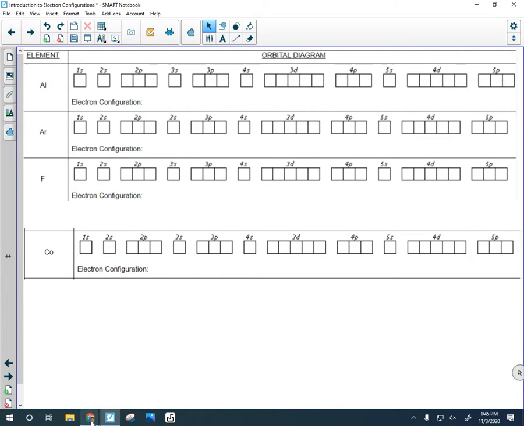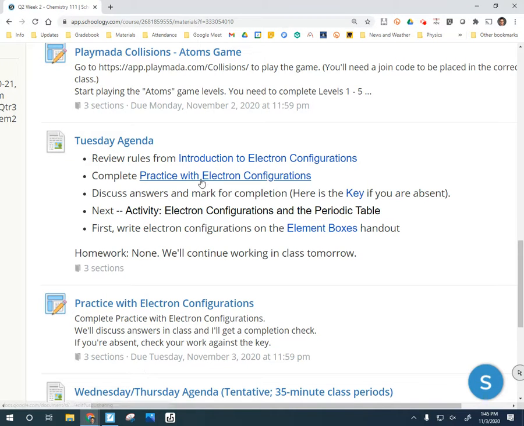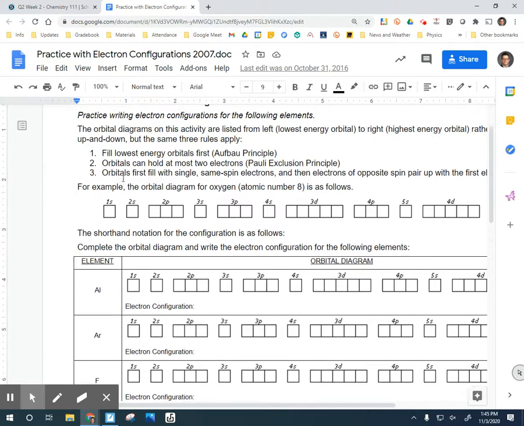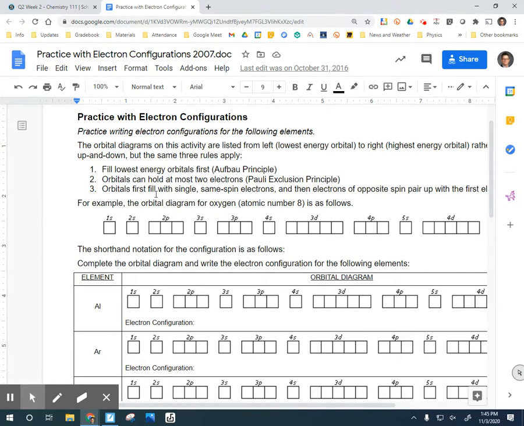So let me bump back over here for a second. Our three basic rules for filling out an orbital diagram: we fill the lowest energy orbitals first. That's the Aufbau principle. Here we're going to start on the left and work our way to the right. Orbitals can hold at most 2 electrons, so they could have a single electron or a pair. And then the third rule is that orbitals of equal energy fill first with single same spin electrons, and then they pair up. So you fill in an entire sublevel with single electrons, for example, like the 2p sublevel here. And then if you have more electrons, then they pair.